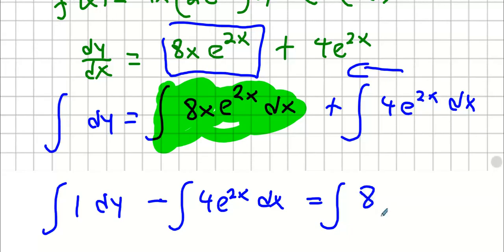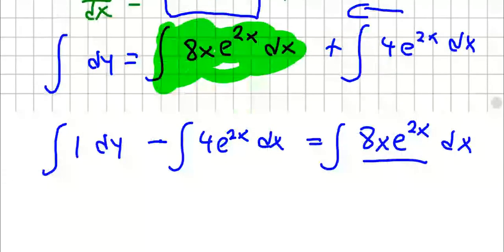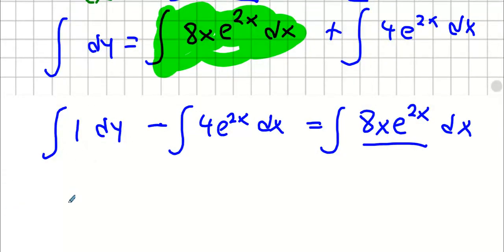Now, I don't know how to integrate the green part. It's like a product rule, isn't it? But there is no product rule for integration. So I leave that part alone and I do the other side. What happens when I integrate 1 dy? What do I get? y. What happens when I integrate 4e to the 2x?